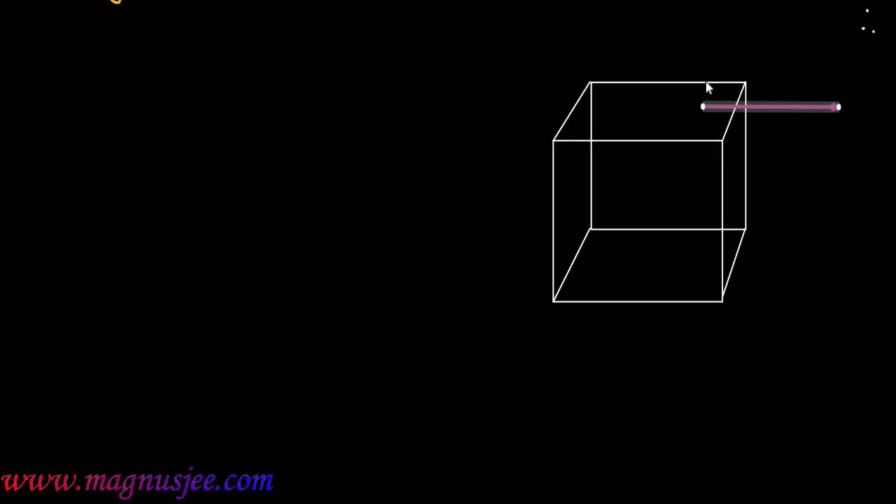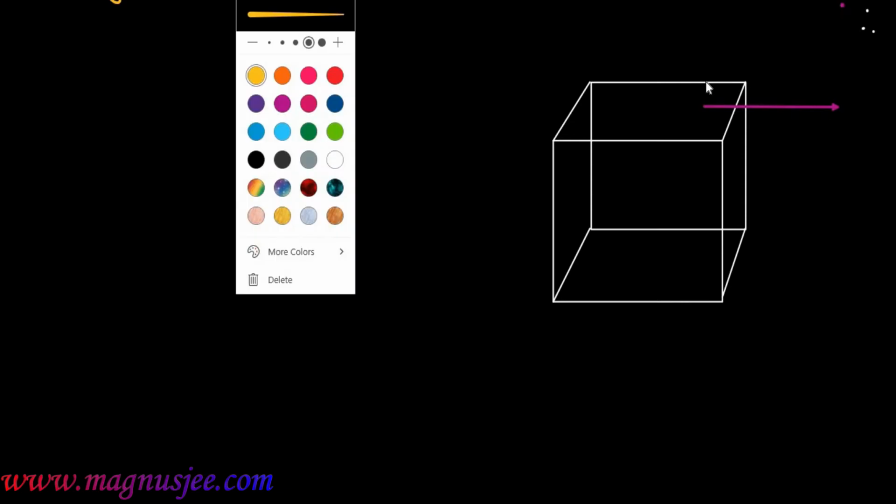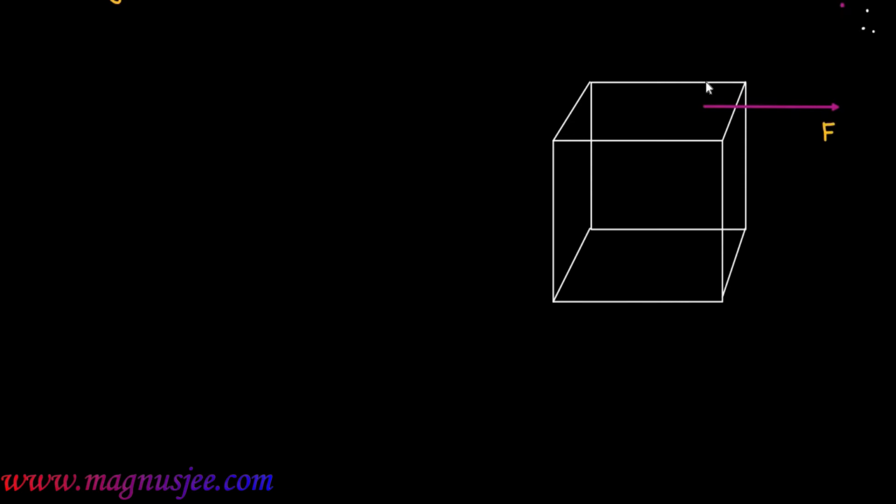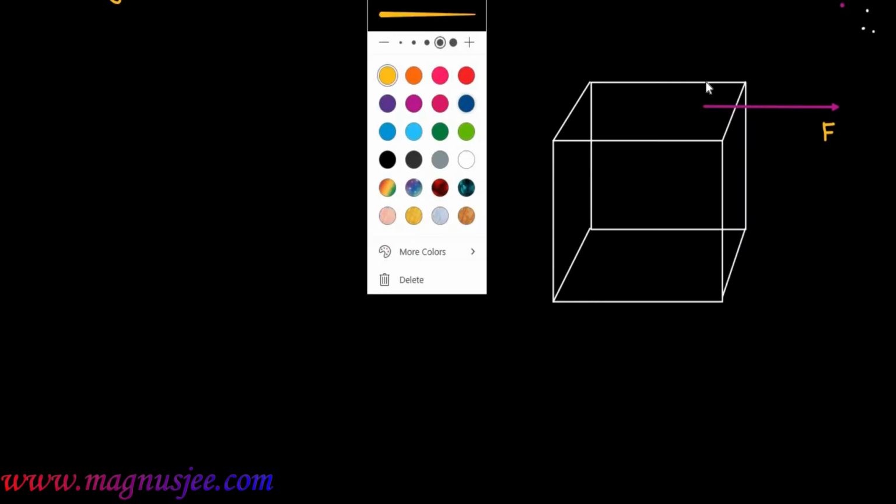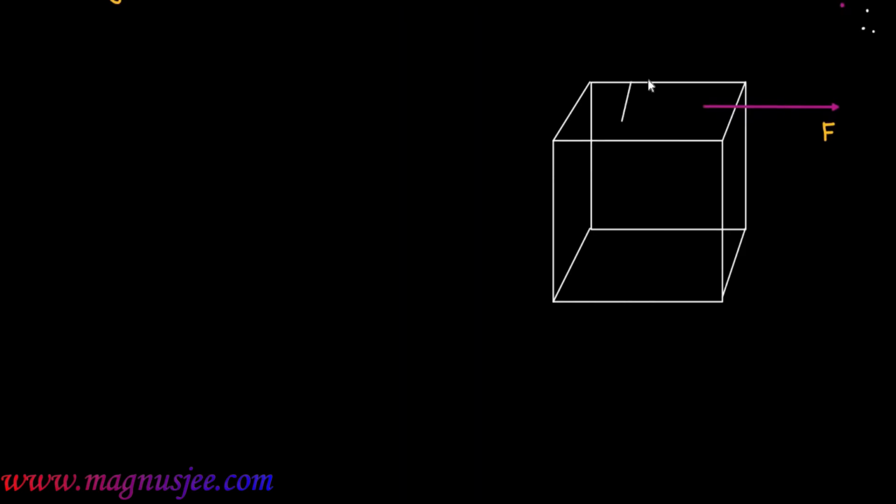Shearing strain. We have to define shearing strain. So in the diagram we have a cube and a deforming force F is applied on the upper face of the cube tangentially. F is the deforming force which is applied on the upper face of the cube.